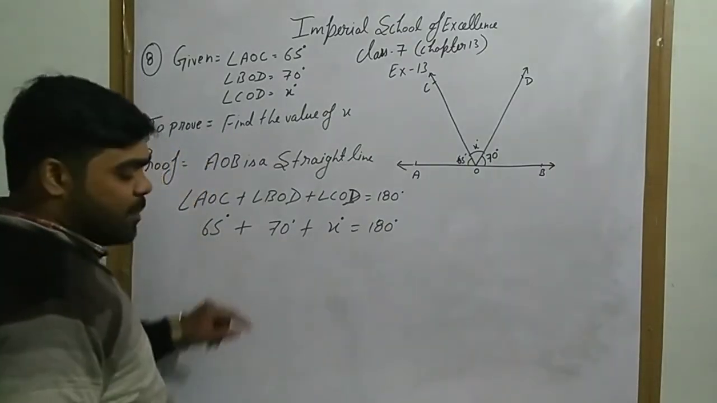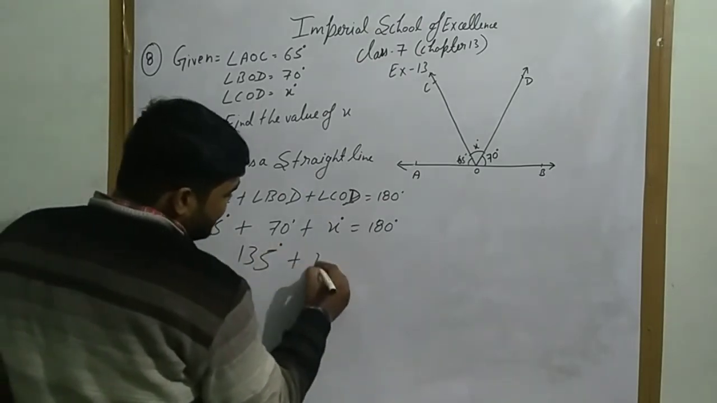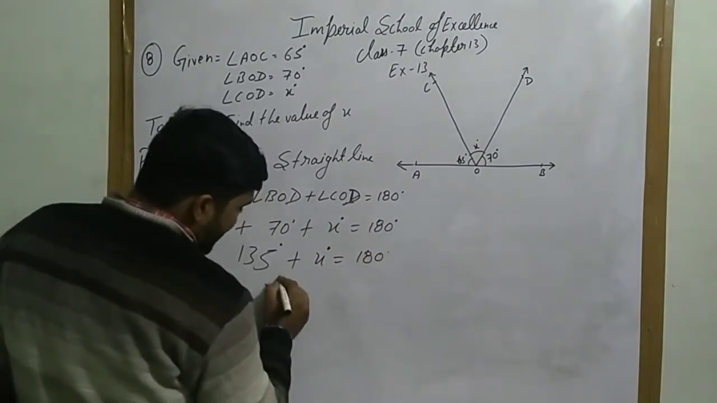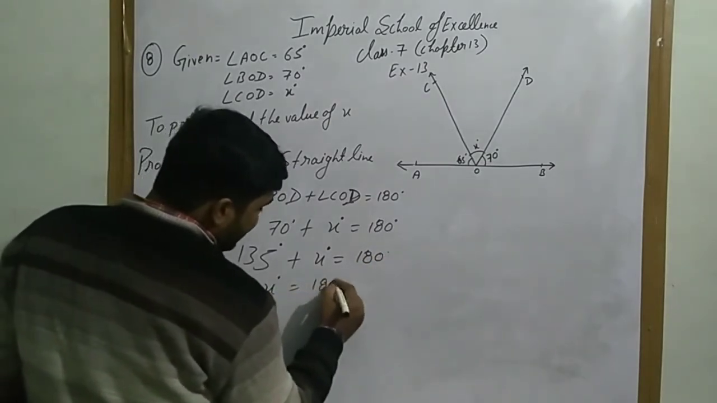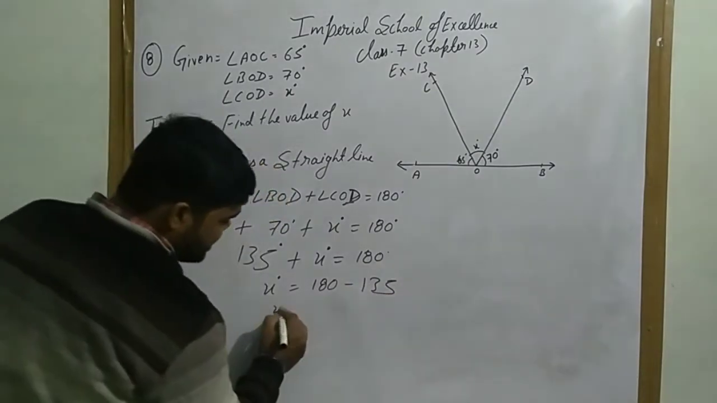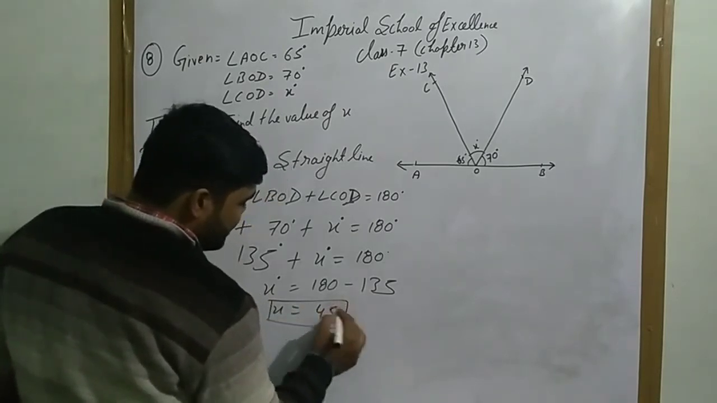Add this: 65 plus 70 will be 135 degree plus x degree equals 180 degree. Now x degree equals 180 minus 135, so x equals 45. So the value of x will be 45.